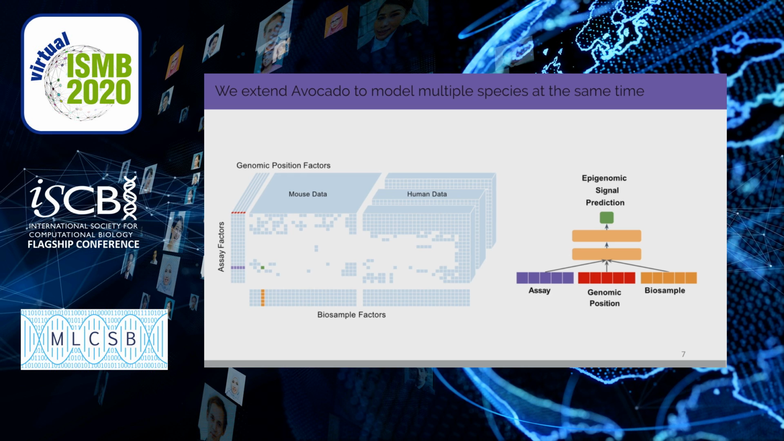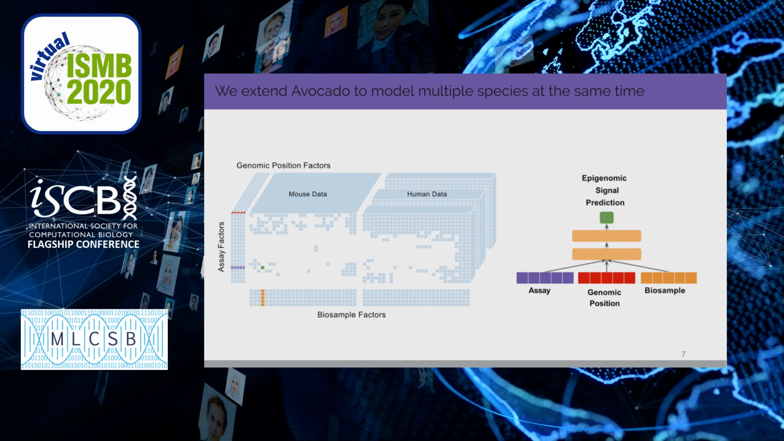However, we had to make a few modifications in order to get Avocado to work in a multi-species setting. Specifically, we had to join data together from these species. So what we did is we used genome alignment in order to map data from human experiments into positions within this tensor of mouse data. What you can see here in the schematic is that basically you'll have blocks of data available for mouse positions that align to the human genome, but you won't have any data available for the positions that don't align to the human genome.